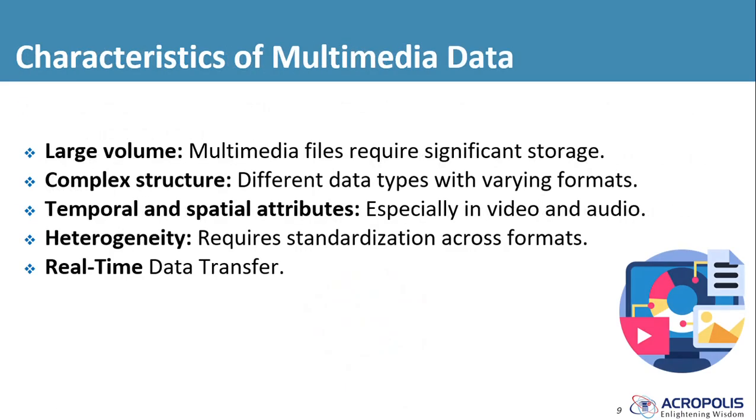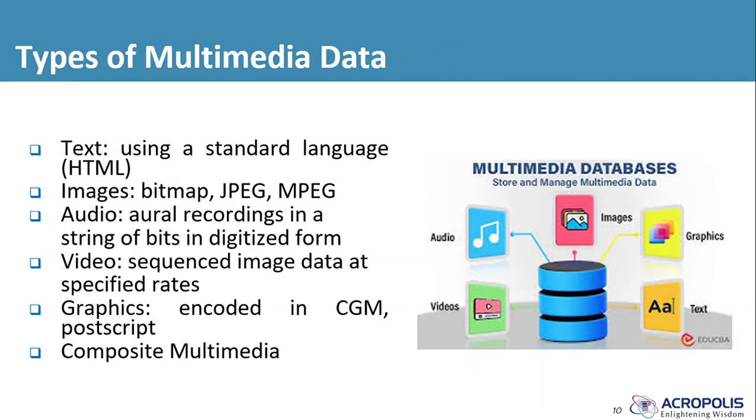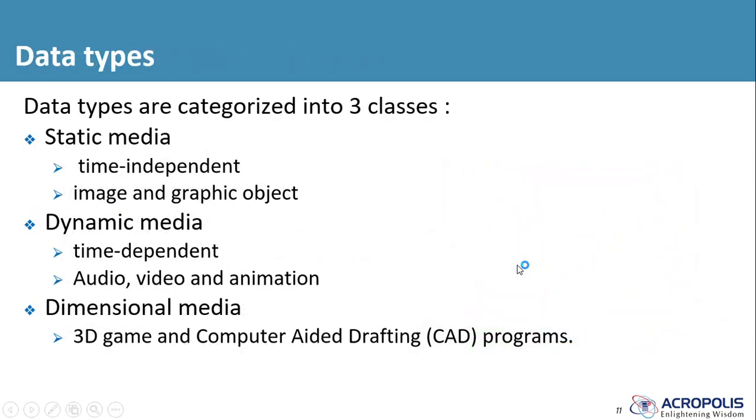Characteristics of multimedia data are large volume, complex structure, temporal and spatial attributes, heterogeneity, and real-time data transfer. There are multiple types of multimedia data, that is text, images, audio, video, graphics, and composite multimedia, that is it includes each or any of the data types. Each of these data types has its own format and its own way of representation. Also, the data types are categorized into three types, that is static, which includes image and graphic objects, dynamic, that includes audio, video and animation, and dimensional media, that is 3D games and CAD programs.